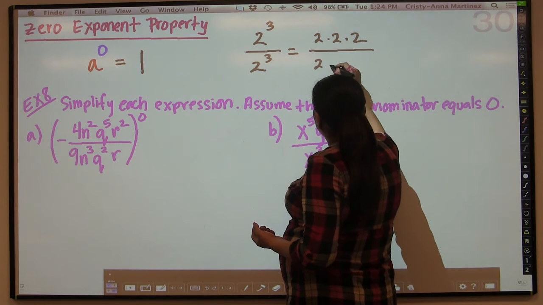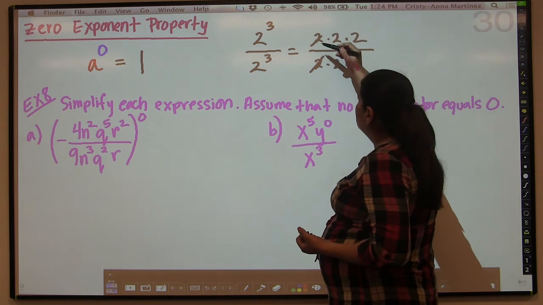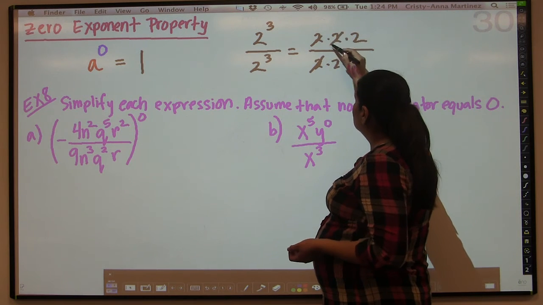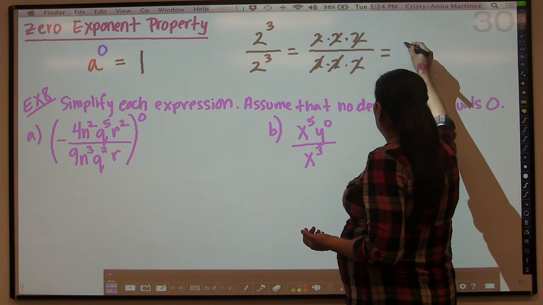On the bottom, you get 2 times 2 times 2. And this 2 and that 2 will cancel, because 2 divided by 2 is 1. This 2 divided by that 2 is 1. And this 2 divided by that 2 is 1. So in the end, you get 1.